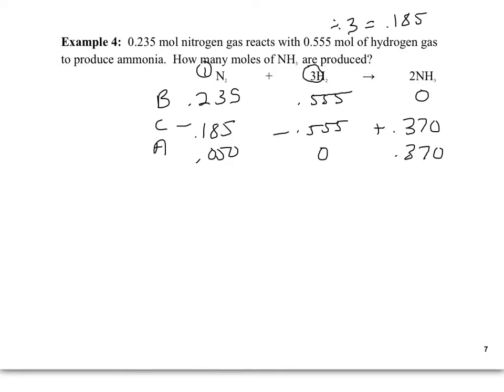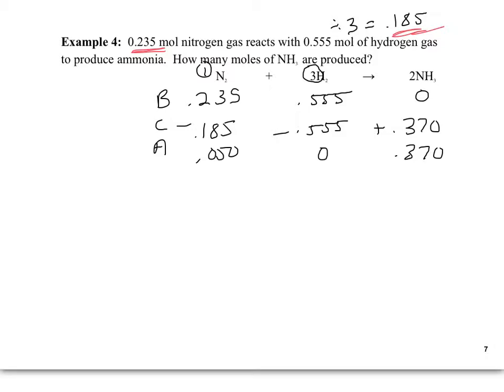Now that you've tried the problem, let's check your work. Notice how the reactants react in a 1-to-3 ratio. We have mole amounts for each reactant, and so we need to find the limiting reactant so we can find out how many moles of ammonia are produced. So for the hydrogen, I took the 0.555, divided it by 3, and I got 0.185. And since the coefficient on the nitrogen was already a 1, I just compared 0.185 to 0.235 and picked the smaller number. So of course that was the 0.185.